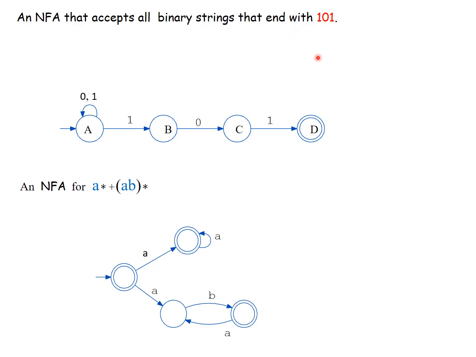But it is ending there. Prior to this, the beginning of any string can be any combination of zeros and ones. Need not worry about this. Anyway, if the string is ending with 101, it is accepted.